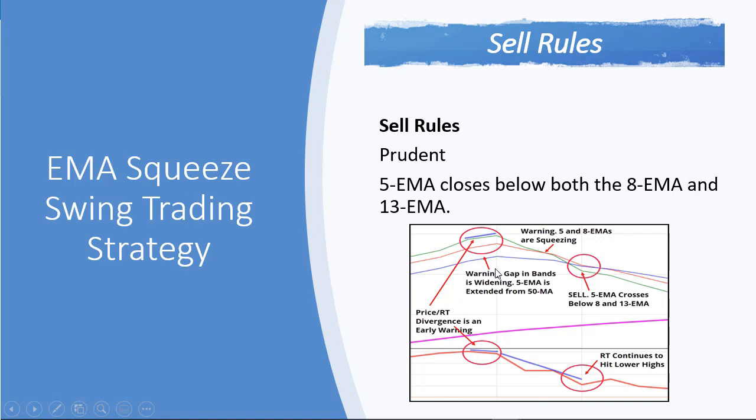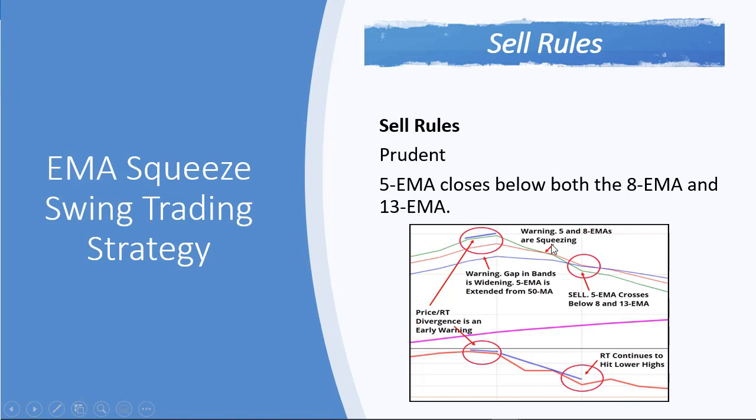Also, the gap in the bands is widening as well. The gaps between both bands begin to widen. The further price moves away from the 5-day EMA, the 8-day EMA, the 13-day EMA, the more likely it is to come back and revert towards it. So the further price gets away from those moving averages, the wider the separation, particularly when we see that RT price divergence, that's another early warning signal.